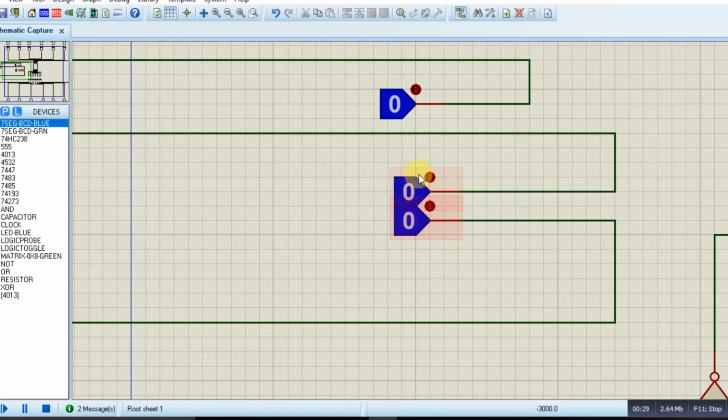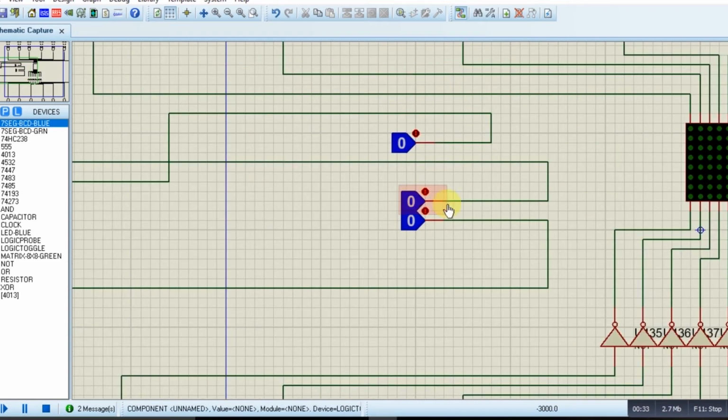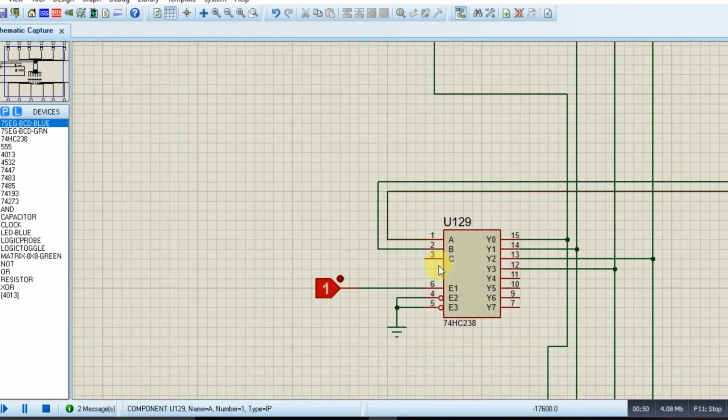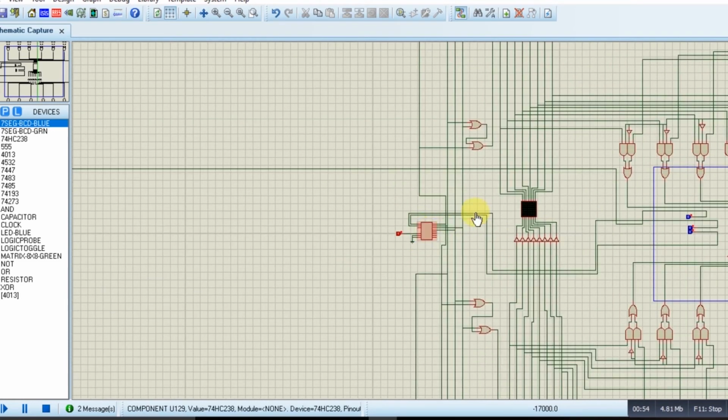So this 2-bit binary number actually represents the direction of the snake. For example, 00 will move the snake towards the right direction, 01 will move the snake towards the down direction, 10 will move the snake towards the up direction, and 11 will move the snake towards the left direction. So in this switching module we had only used a decoder.